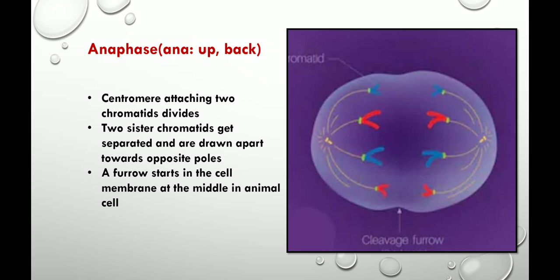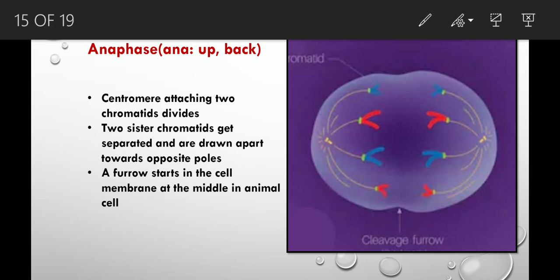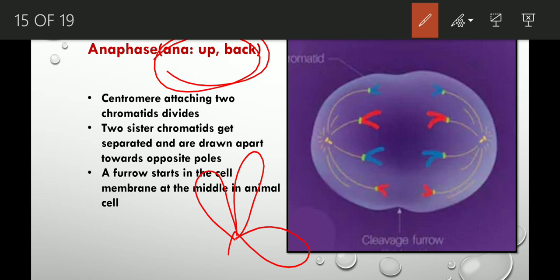Clear? Next is anaphase. The word ana means up or back. That means after metaphase, the phase that comes is anaphase. Here what happens? Here the centromeres divide and the sister chromatids also divide as a result. See, these are the sister chromatids that were attached to the centromere.